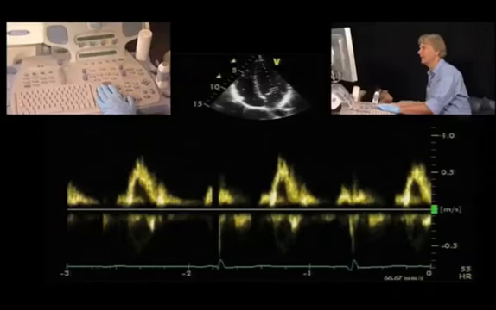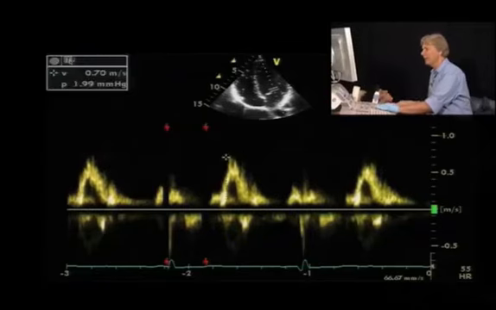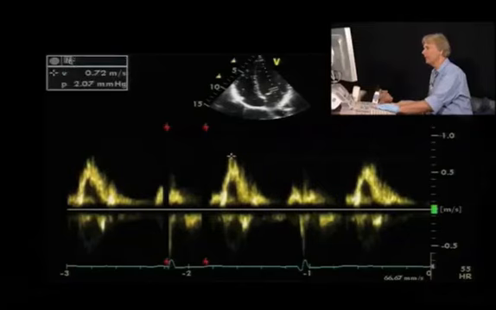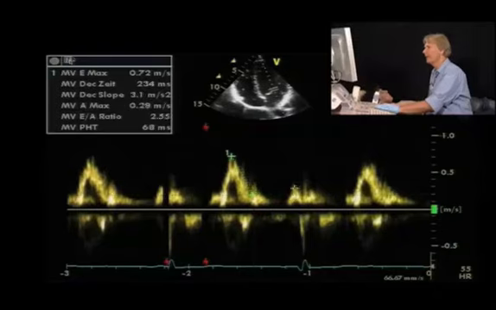Here is the signal in our patient. Now we have an E wave and an A wave. This is diastasis between E and A. And we can now perform a quantification of the velocities of the E wave and also the slope of the E wave to calculate the deceleration time, and then the A wave.